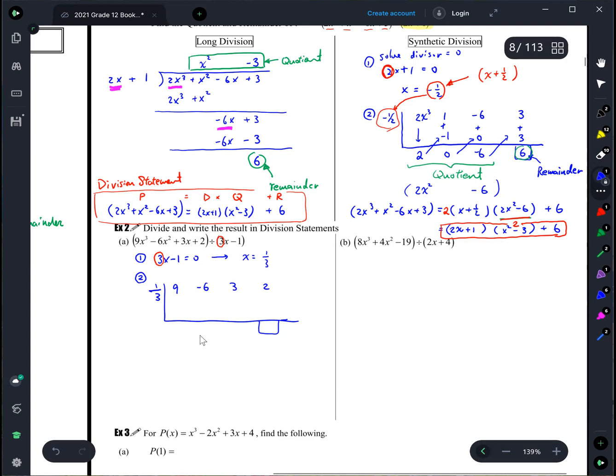Okay, please raise your hand if you finished the remainder. You found the remainder.